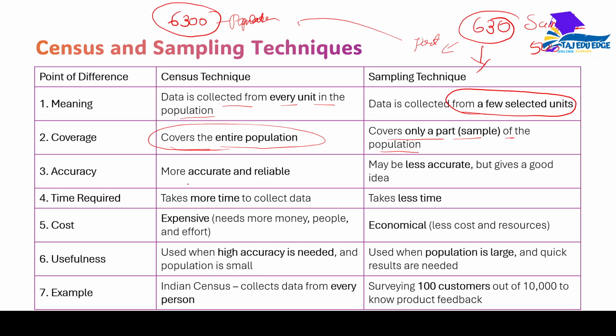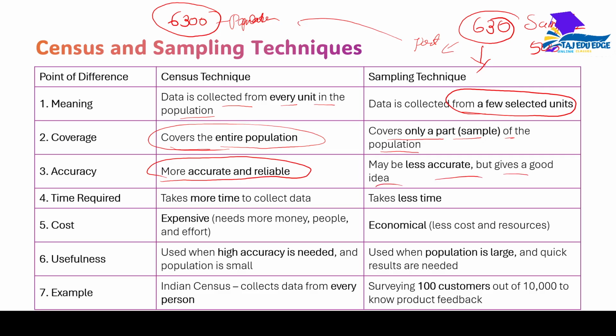Accuracy. When it comes to census, it is more accurate and reliable in decision making. If you collect the data from all the 6300 people in your college, then you will have enough data. From that, whatever information you gather, whatever analysis you do, that will become accurate and you can trust that. That is reliability. But when you collect only from a few people out of that whole population, it may be less accurate but gives some kind of good idea.